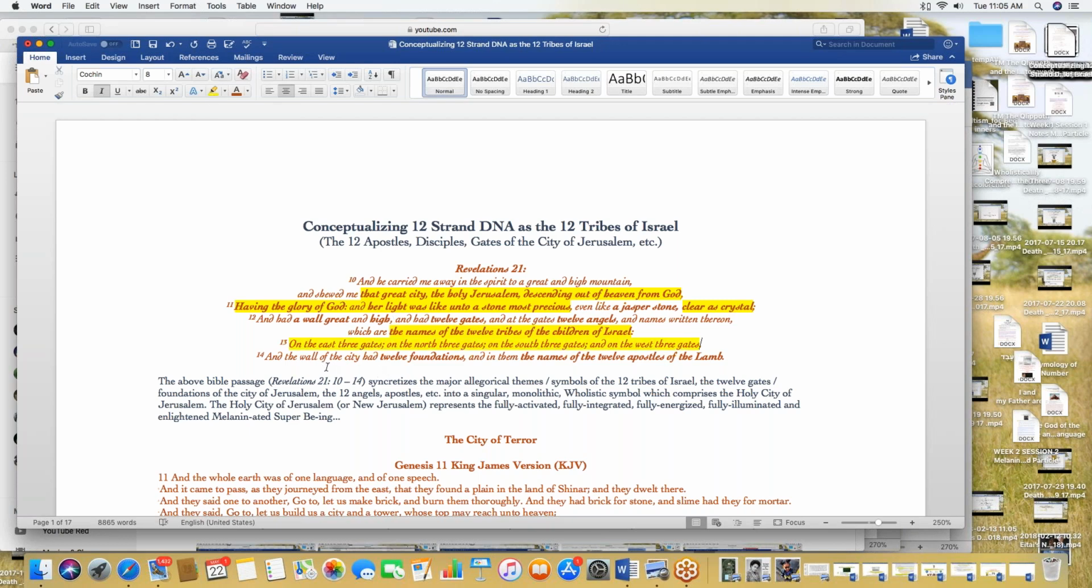And the wall of the city had 12 foundations, and in them the names of the 12 apostles of the Lamb. So we said that in previous classes, and we have those recorded. We did three classes prior to this one where all we did was focus on our understanding of the 12 apostles, 12 disciples, 12 tribes of Israel, that we identified as what? The 12 signs of the zodiac. And all of those 12 are actually talking about one thing, the 12 strand DNA. So you don't have to go back over that. We've covered that thoroughly.